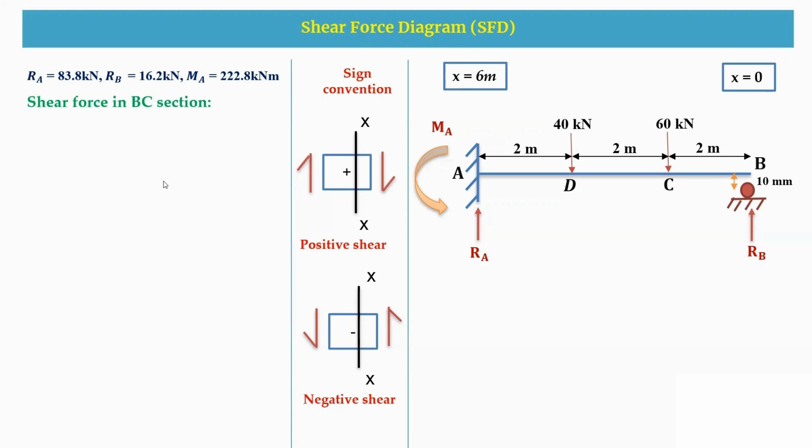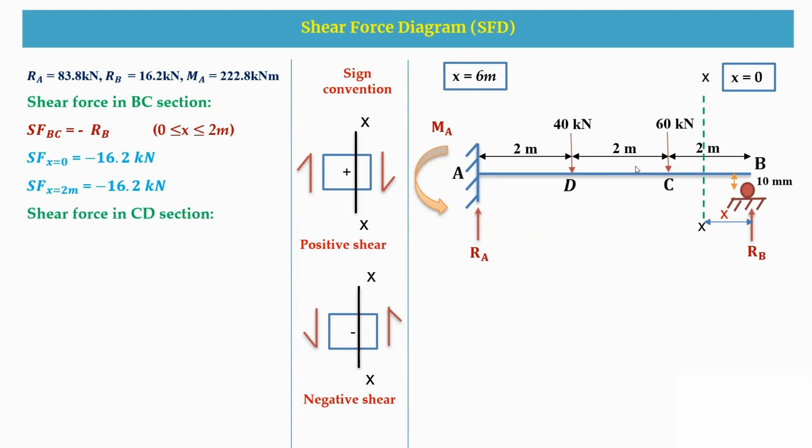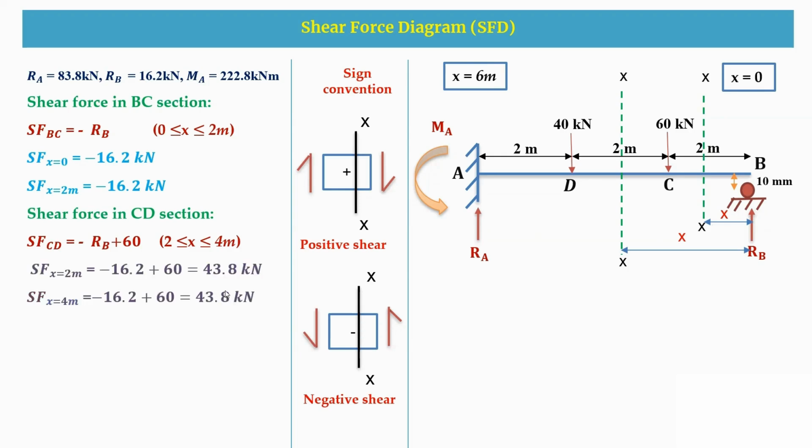Now I'm going to take the shear force in the BC section. I cut the section in BC and this is an X distance. The shear force equation will be minus RB. Why? Because it is an anti-clockwise direction. The limits are 0 to 2. Therefore, from 0 to 2, the shear force will be negative, and it is 16.2 kilonewton. Next, I'm going to take the section in CD, which is at X distance from B. The shear force equation is minus RB plus 60, from 2 to 4 meters. Now I get the shear force value to be 43.8 kilonewton, which is a positive value.